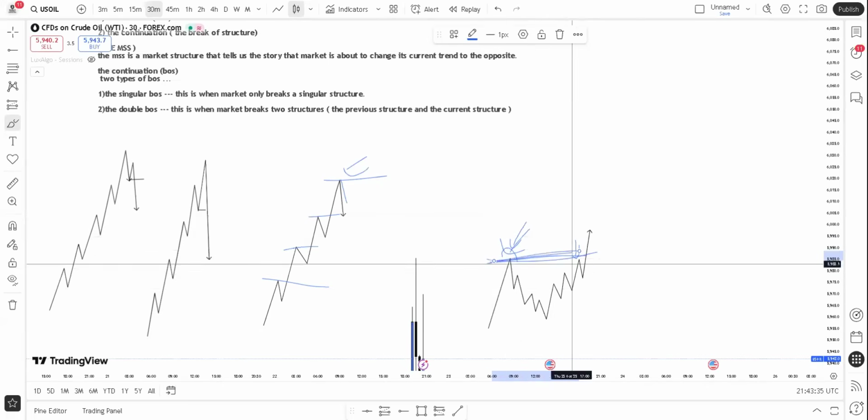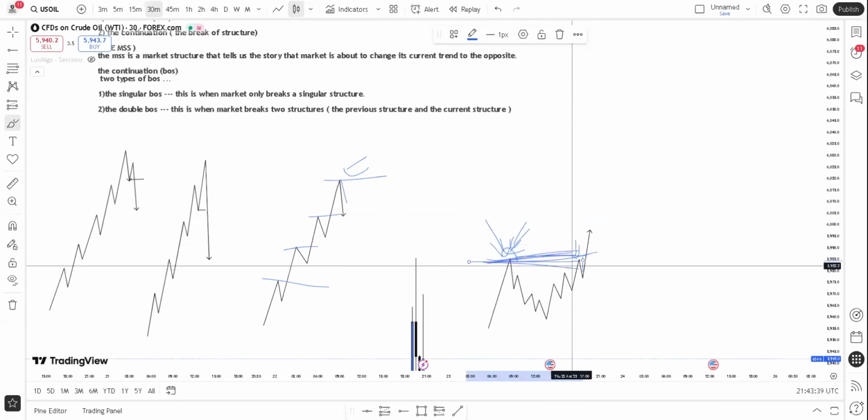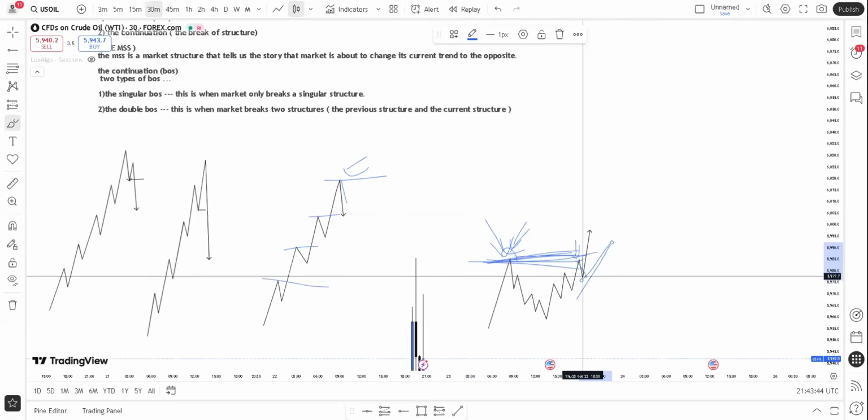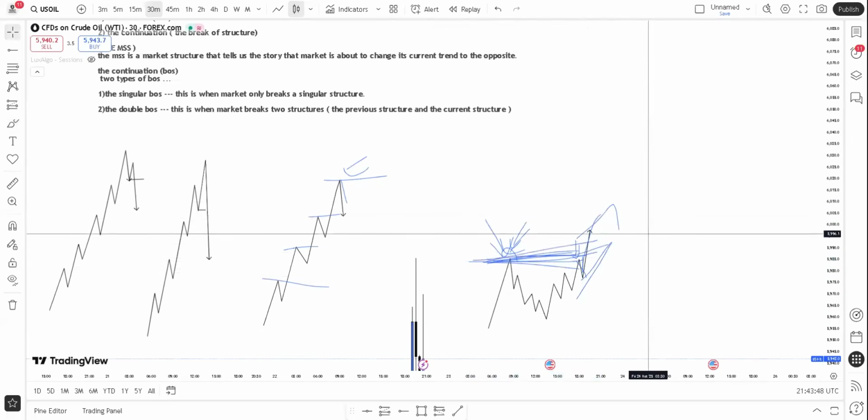Should I tell why it pushed back again? Because the sellers at this point were strong. So that's why market was rejected. But eventually, buyers too were stronger than the sellers. That's what makes market push above, giving you a double break of structure.